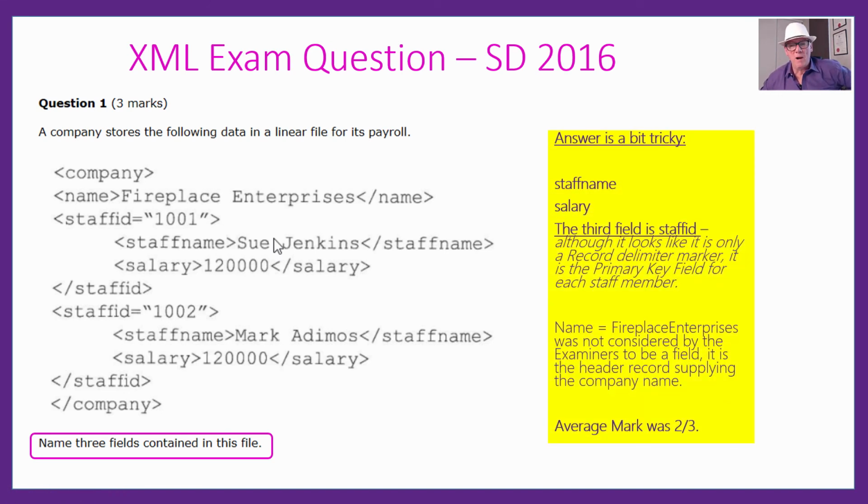So everyone, the average mark was 2 out of 3. Everyone got staff name and salary. Pretty much everyone doing this exam got that right. But the third field was actually staff ID.